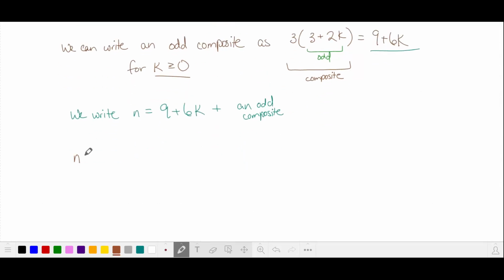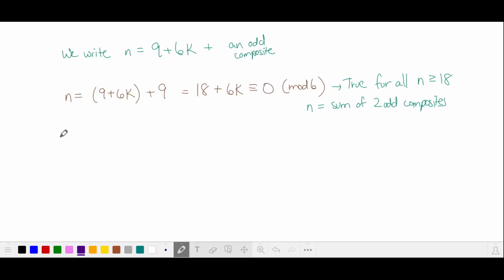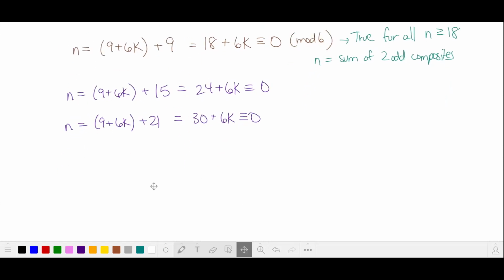So for example, we'll write n as the sum of 9 plus 6k and 9. In mod 6, this is 0. So for all of the multiples of 6 that are greater than or equal to 18, we will have that n is the sum of two odd composites. We'll do the same thing where n is the sum of 9 plus 6k and another odd composite. We'll try 15. This is also 0 in mod 6, so it doesn't add any information. Let's try 21. Also 0 in mod 6.